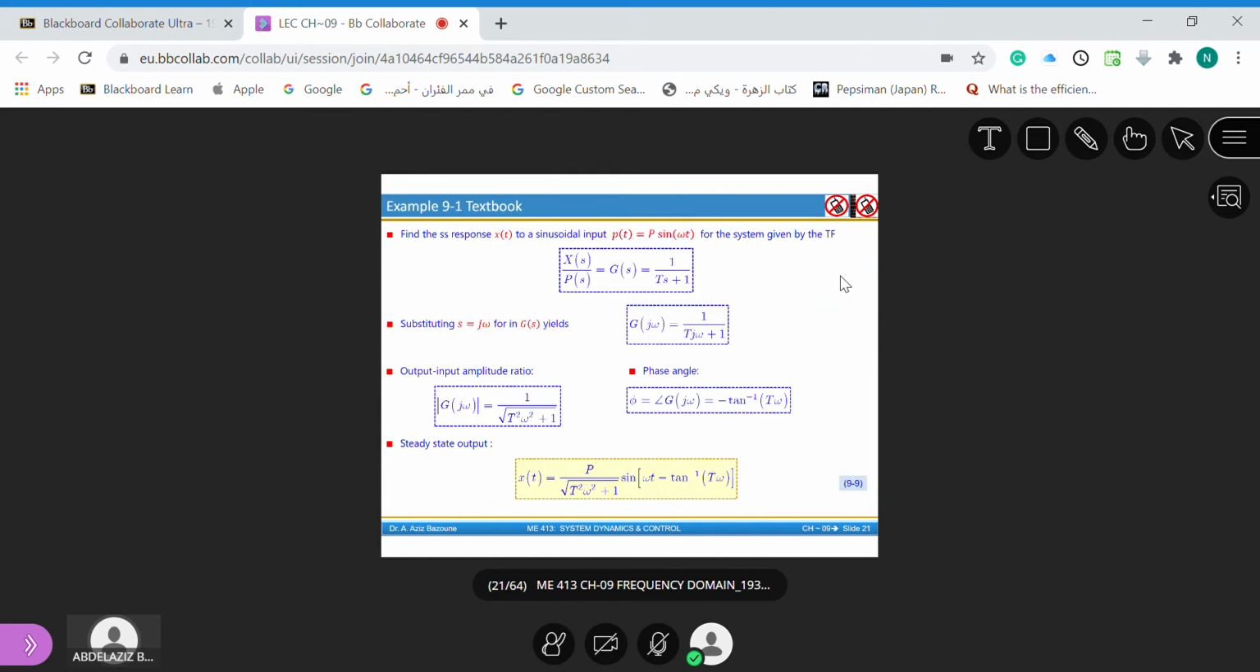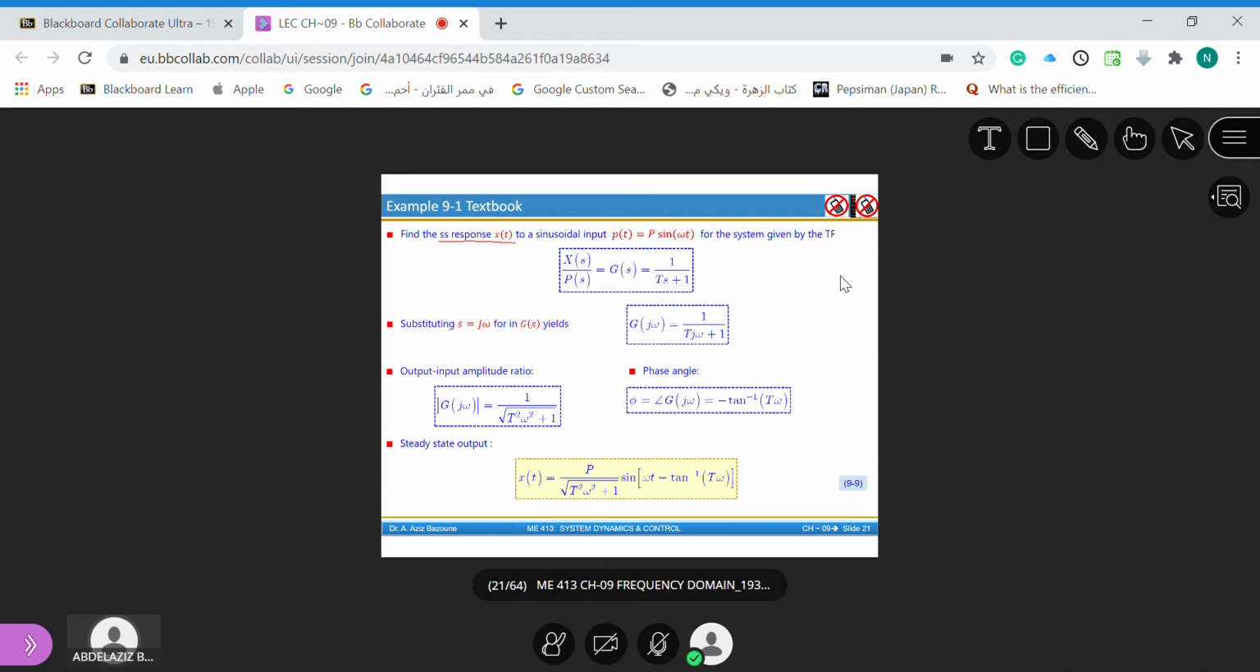I will show you one example here, a small example. We will be able to follow it. Find the steady state response. Because you remember we said the transient will die, and the solution will be exactly the steady state. So if the input is given by P sine ωt, the transfer function will be the output X(s) divided by the input P(s), which is G(s).